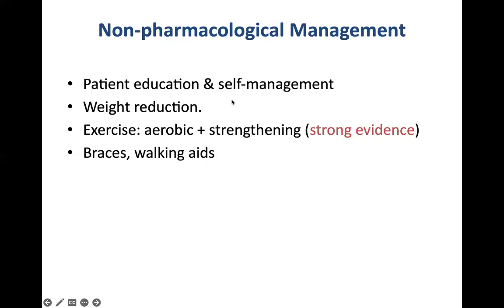Dr. Fatima, paracetamol and non-steroidal, which one do you think is better? Non-steroidal. Non-steroidal is much better to treat such cases than paracetamol. Paracetamol is less effective.